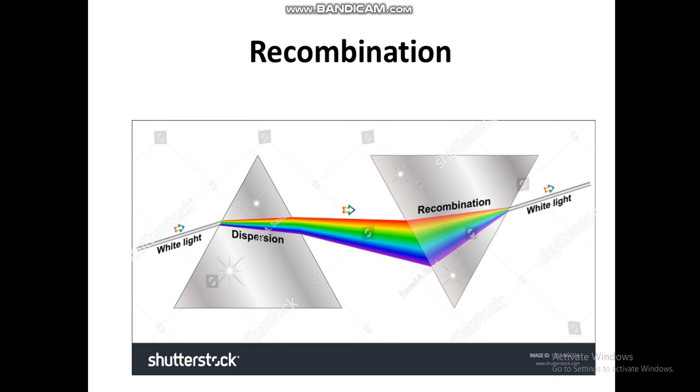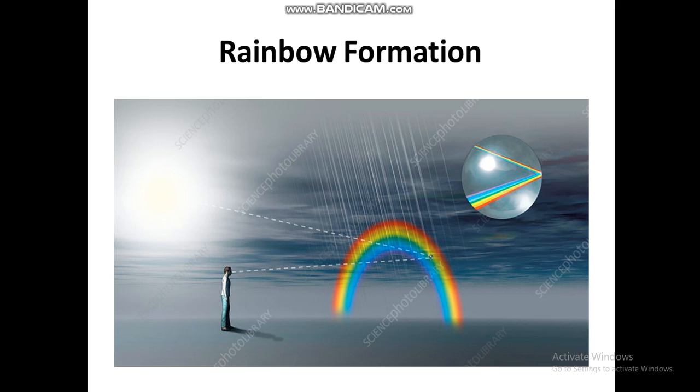Then another thing is recombination. It is just the opposite of dispersion. With this example, we can confirm that white light is composed of 7 different colors. When dispersion takes place, the white light splits into 7 different colors. If we take another prism and place it in inverted form, we can see that through the other side of the prism, white light comes out. It means that when these 7 lights combine together, they form white light, and this process is known as recombination.